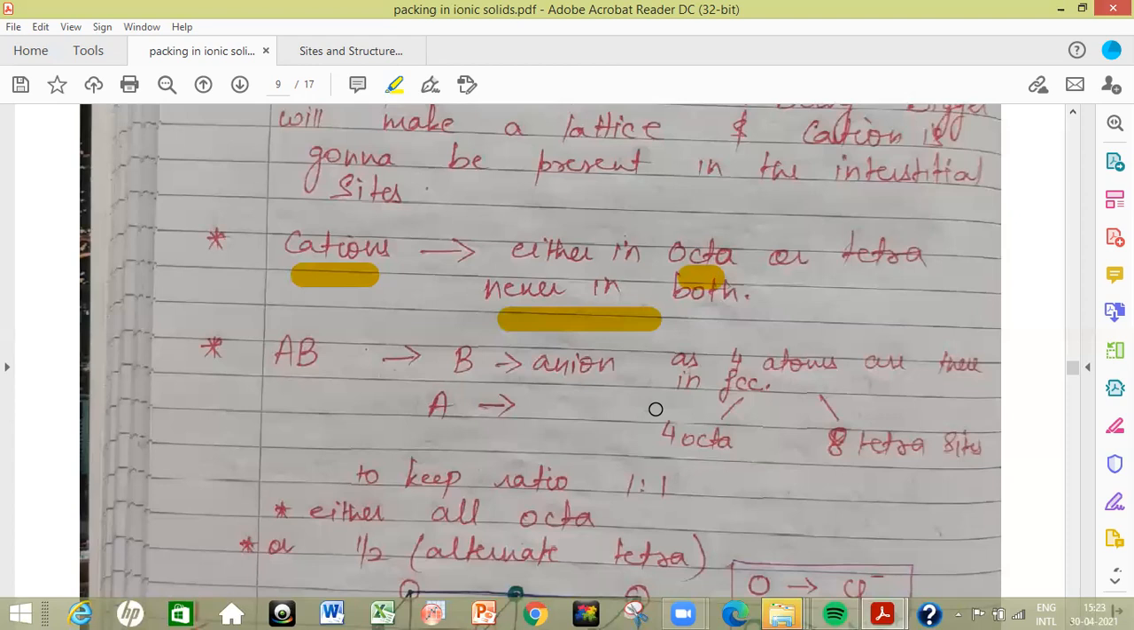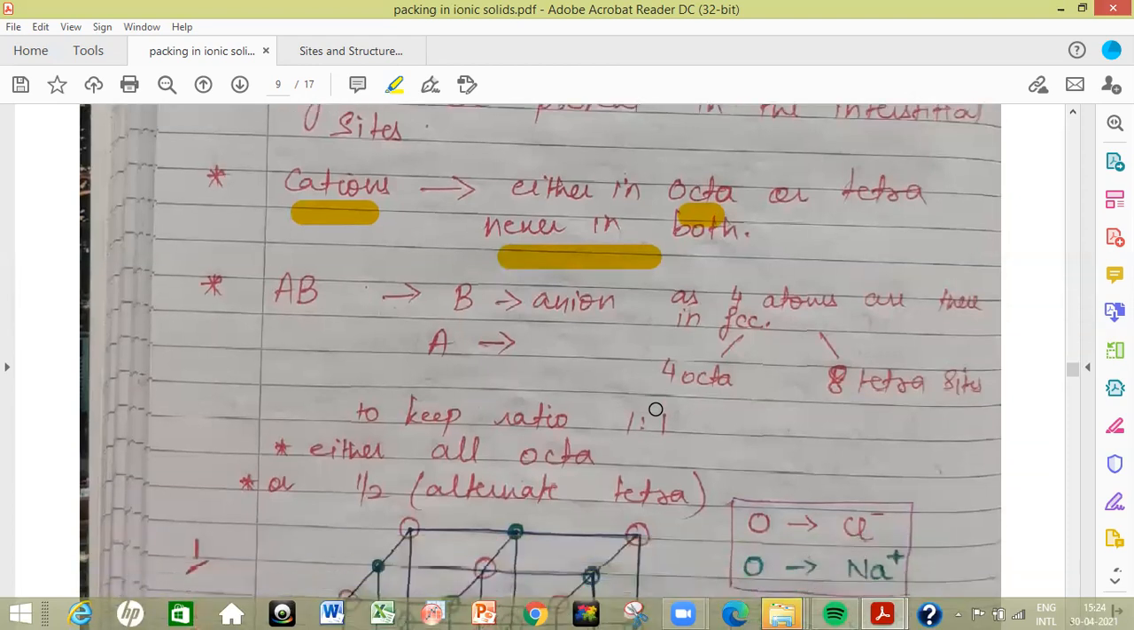For the case of octahedral sites, when all the sites are occupied, this is the simple case. But in case of tetrahedral sites, there is a condition: when half of the tetrahedral sites are occupied, the sites present at alternate positions to each other will be occupied. The consecutive sites will not be occupied by the cations.